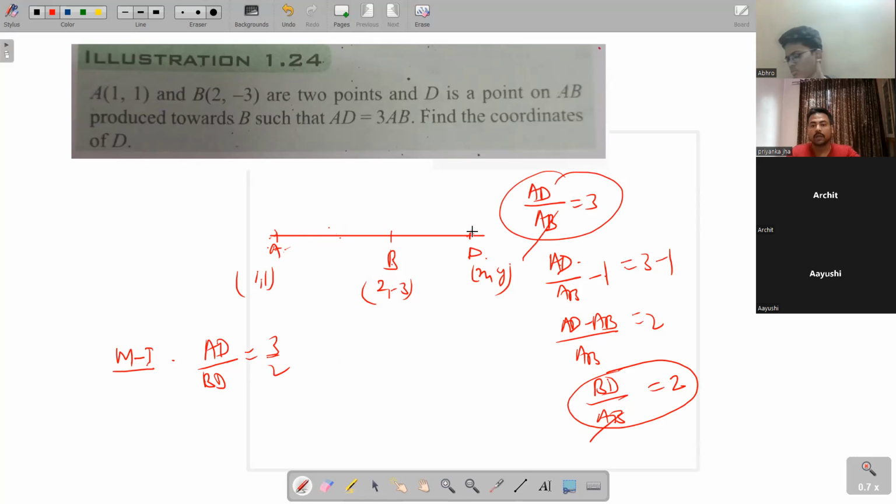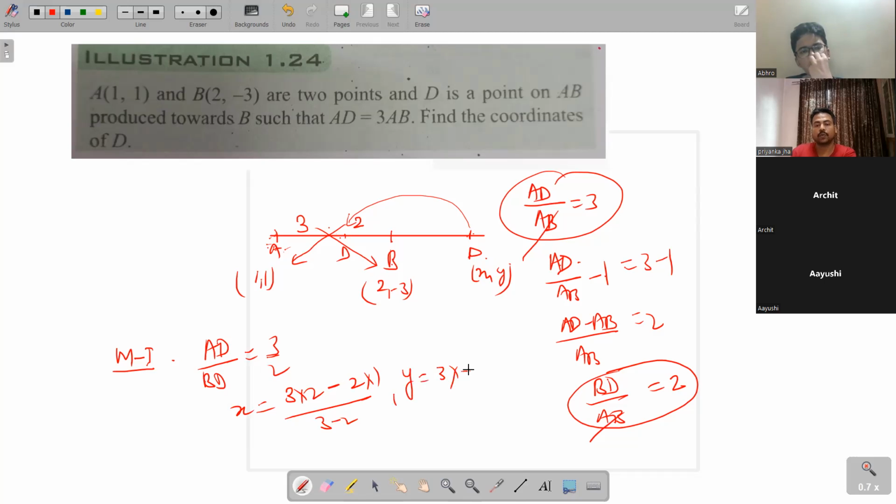So 3:2 ratio. Now imagine that if D was here, this D will divide AB into 3:2 ratio. So this should be 3 and this should be 2. So 3 into this and 2 into this. So X, that is the coordinate of D, should be 3 into 2. This is external. So 2 into 1 upon 3 minus 2. And Y should be 3 into minus 3 minus 2 into 1 upon 3 minus 2. So the coordinate would be 6 minus 2, 4, comma, minus 11. So the coordinate of D should be 4, comma, minus 11.